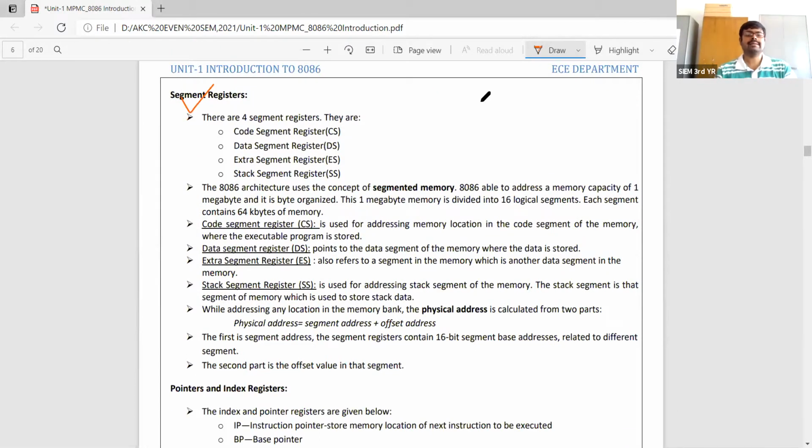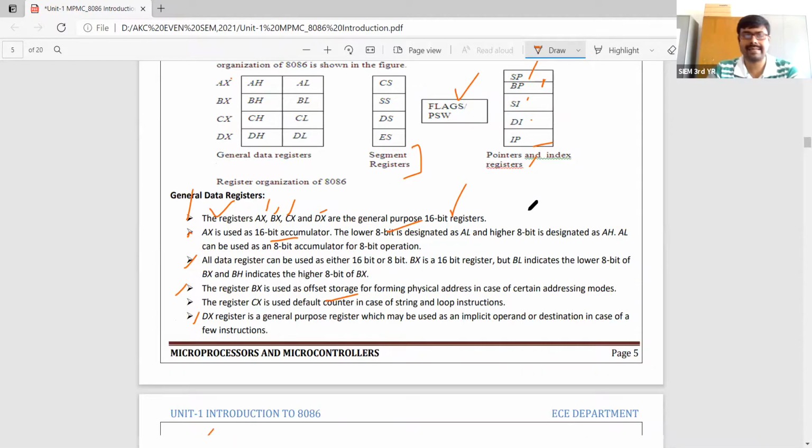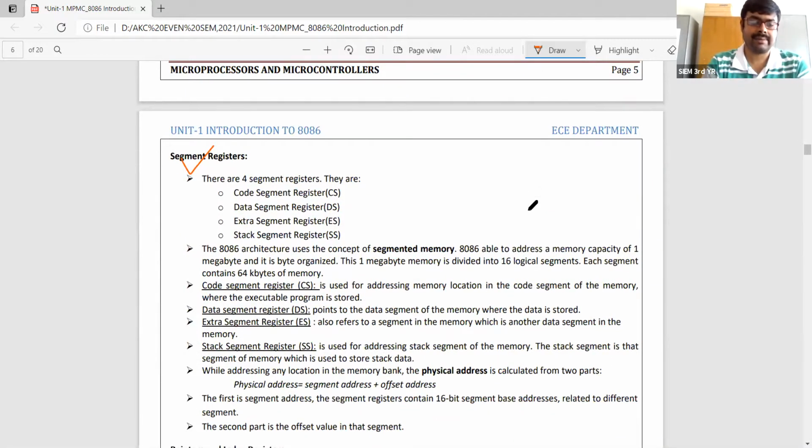Now the second part is the segment registers, because that is equally important. What is the task of the segment register? There are 4 segment registers. If you see the picture, you can find out the different segment registers: 1, 2, 3, and 4. 4 segment registers we are getting. Now we'll see the different tasks of these 4 segment registers.